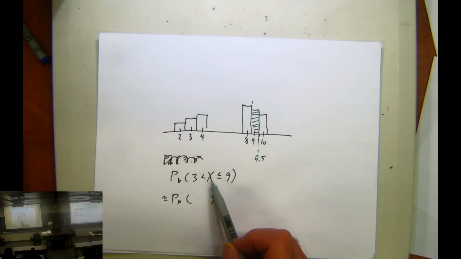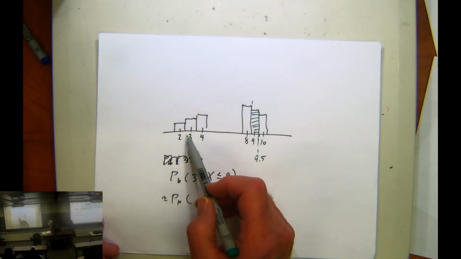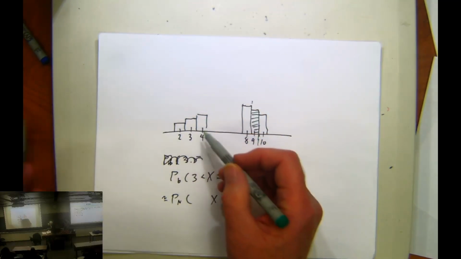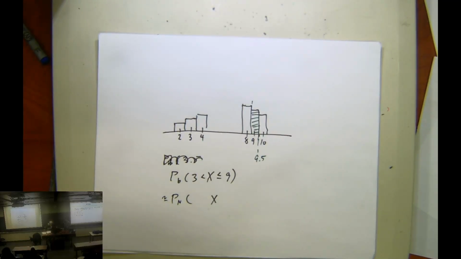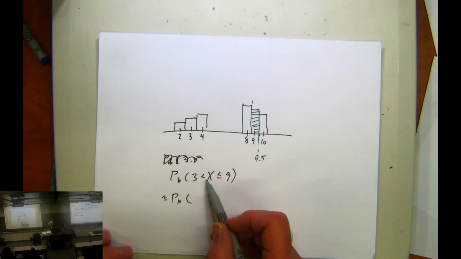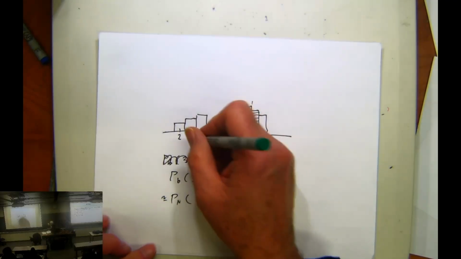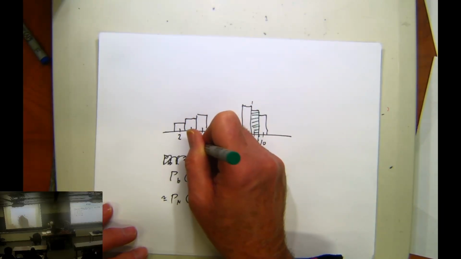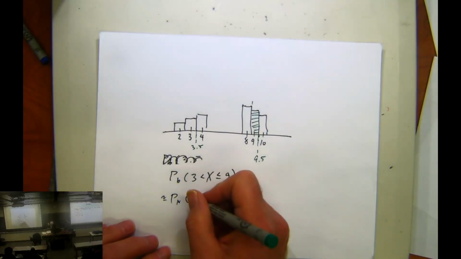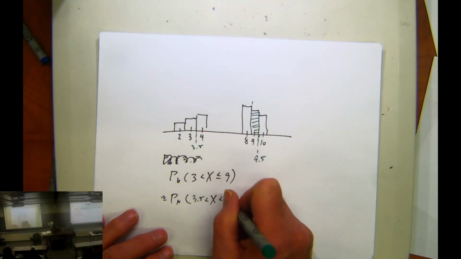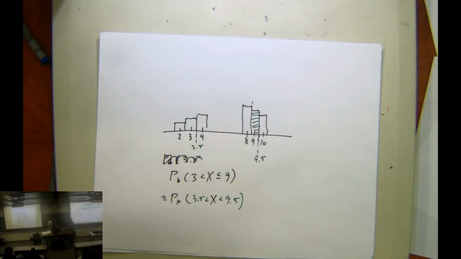Now, this one here, 3 is less than x. Do we want to get the 3 bar? We don't want the 3 bar. If we include the 3 bar, we're going to be including the probability that x equals 3, but it says x is greater than 3. So I have to go to 3.5. So yes, this probability is 3.5 is less than x is less than 9.5.